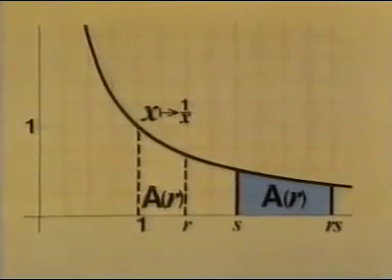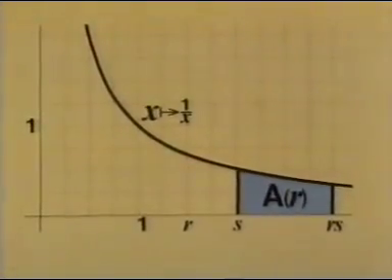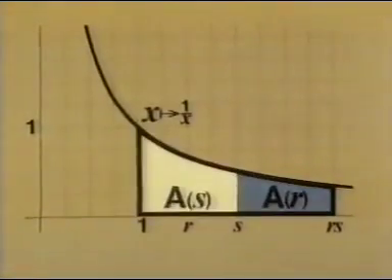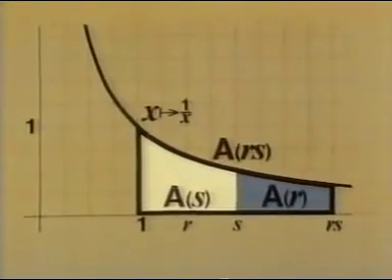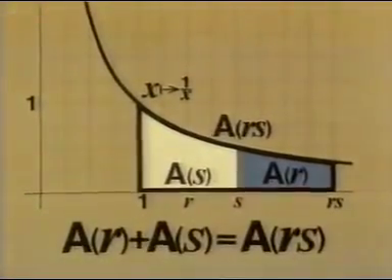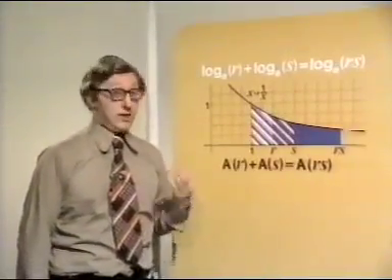And that's proved our logarithmic addition rule, because we can now represent the area A of R in this new position, and add this area to it, which is A of S, to get the total area from 1 to RS, the area A of RS. And so this logarithm rule for addition works in general.